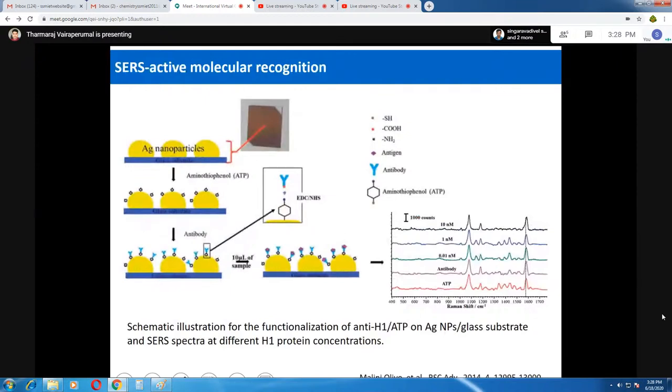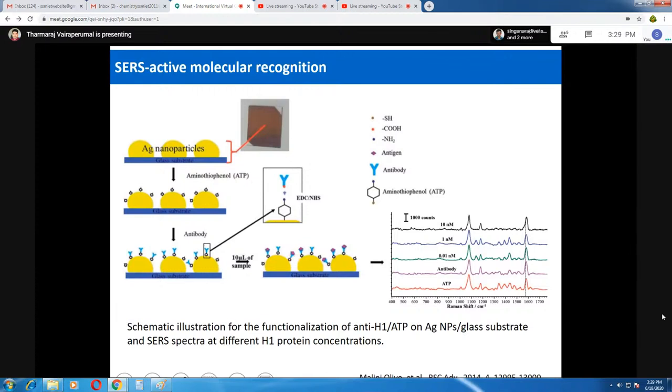Here the glass substrate is decorated on the surface with nanoparticles. Then aminothiophenol, the Raman reporter, is functionalized on the surface of the nanoparticles, and then the binding receptor for the antigen antibody is also functionalized on the surface of the nanoparticles. And then when the antigen is present, the aminothiophenol can give that signal.